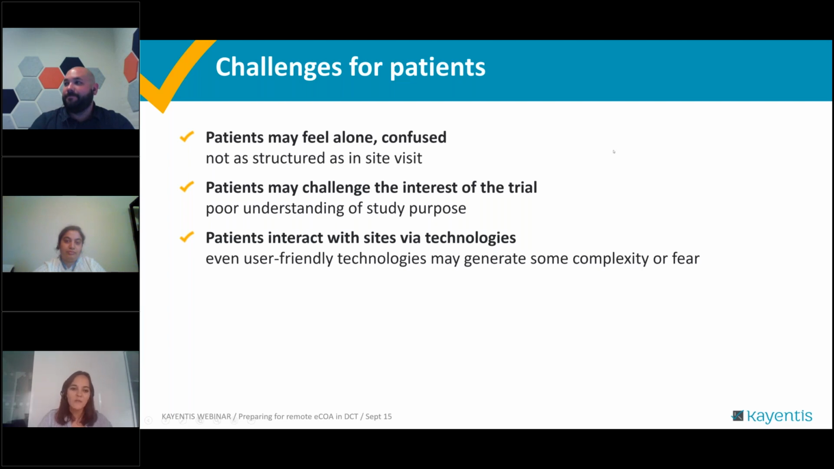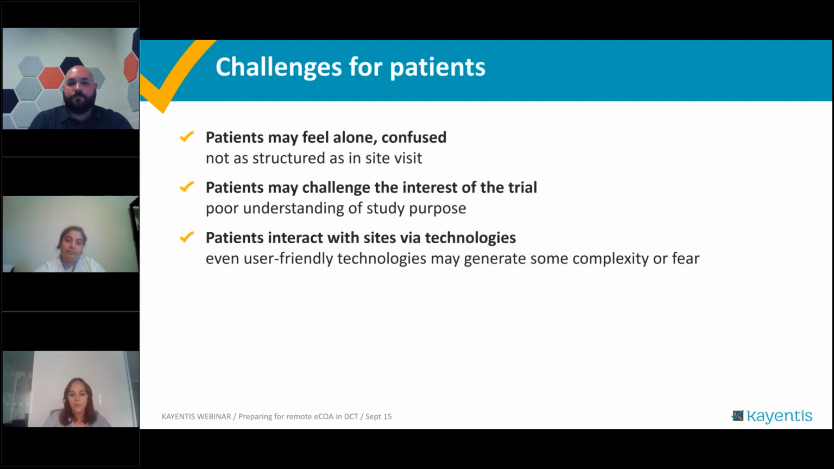Thank you very much, Matthew. So hi, everyone. Matthew presented the advantages of decentralized clinical trials, but we also need to think about some challenges in this kind of trial. So let's focus on patients. As we know, decentralized clinical trials are not on-site. The visit takes place at home, and it can make patients feel alone or confused. So that's a potential risk.